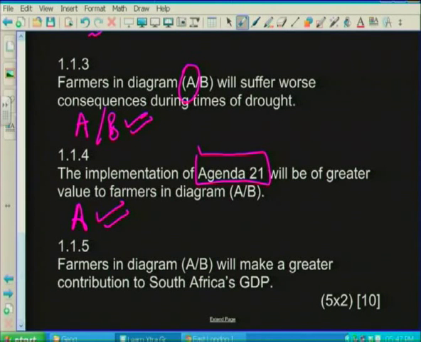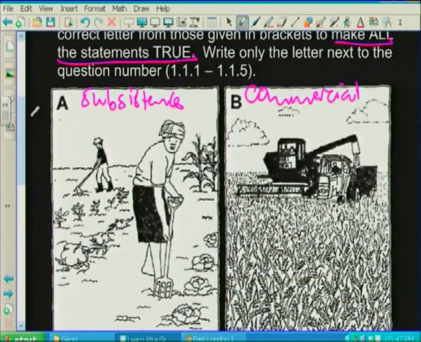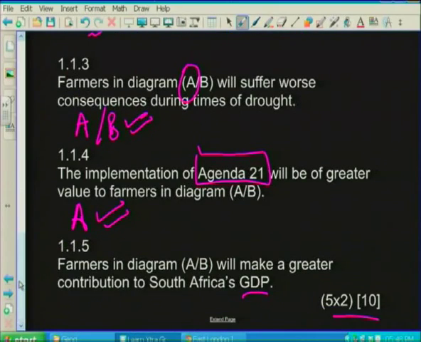The last question here for another 2 marks. This is a 5 times 2. 1.1.5, farmers in diagram A or B will make a greater contribution to South Africa's gross domestic product. Who's going to make more money and provide more impetus and influence in the economy? Okay, it's going to be diagram B, a commercial farmer, because all the food they sell and the profits they make and all that goes into the economy and gets pumped back into the sort of financial machine of South Africa's working.